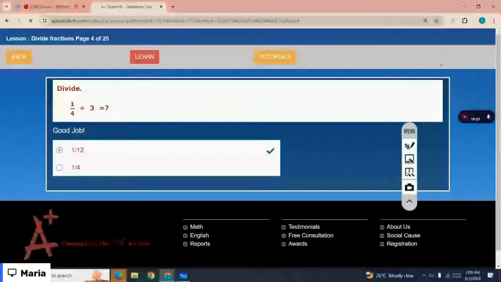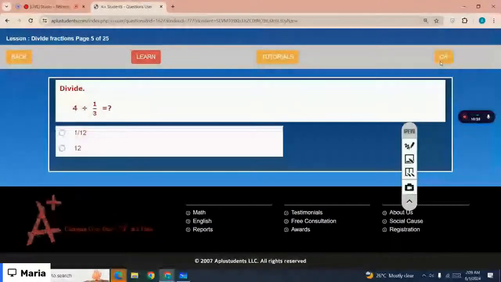4 divided by 1 by 3. So which is the correct option? You can just solve and write the answer in the chat box. So which is the correct option?